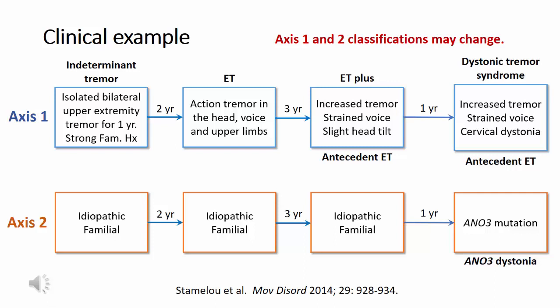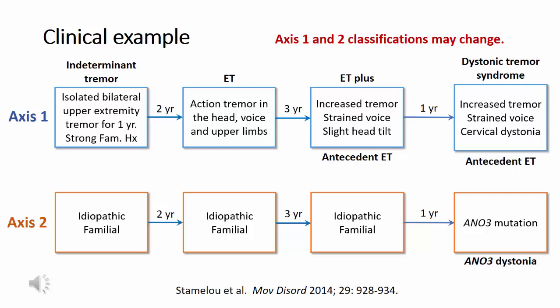The Axis 2 classification is idiopathic familial. 2 years later, the patient exhibits action tremor in the upper limbs, and she also exhibits action tremor in the head and voice. The Axis 1 classification scheme becomes essential tremor because she now has a 3-year history of tremor. The Axis 2 classification is still idiopathic familial.